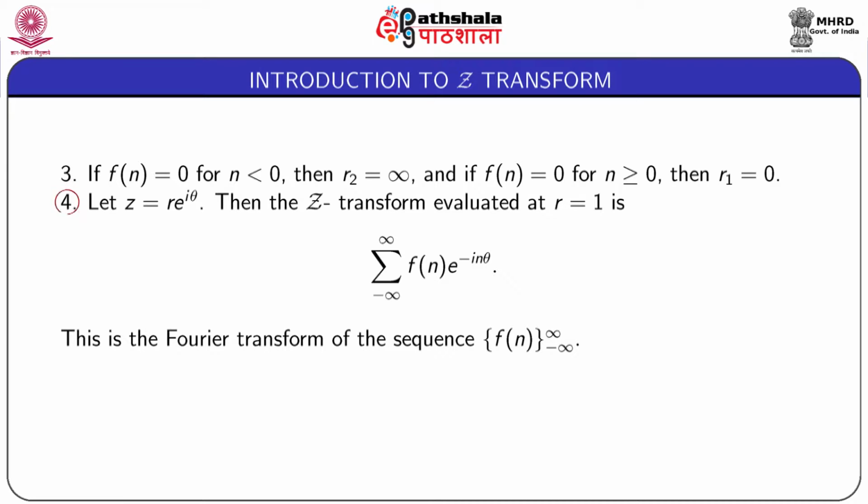Number 4, let z equal to r e to the power i theta. Then the Z transform evaluated at r equal to 1 is the summation n equal to minus infinity to plus infinity of f(n) e to the power minus i n theta, and this is the Fourier transform of the sequence f(n) from minus infinity to plus infinity.